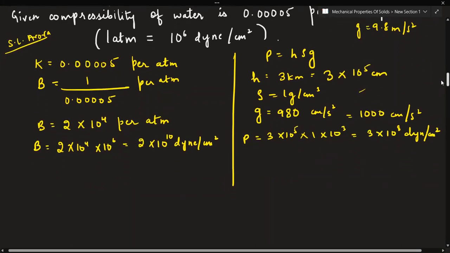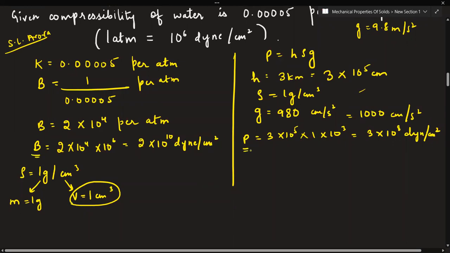See, now we have calculated pressure, and now we have calculated bulk modulus. Now, according to density, what is given? It is given 1 gram per centimeter cube. This means mass of water is 1 gram and volume of water is 1 centimeter cube. Now see what we have to calculate. We have V with us. We have B with us.